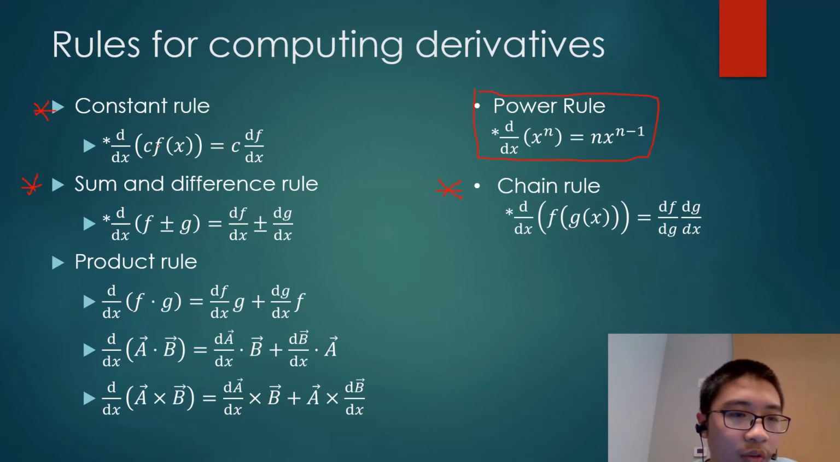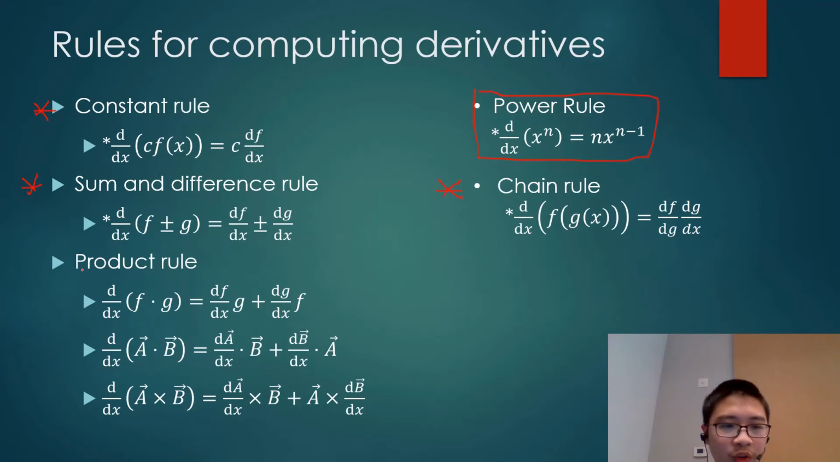Constant rule: the derivative of some constant times a function is just equal to the constant times the derivative of the function. The sum rule tells you that the derivative of a sum of two functions is just equal to the sum of the derivatives of each function. So in this case, the derivative of f plus g is equal to df over dx plus dg over dx. The difference rule is the same: d dx of f minus g is equal to df over dx minus dg over dx. And remember, f and g are both functions of x.